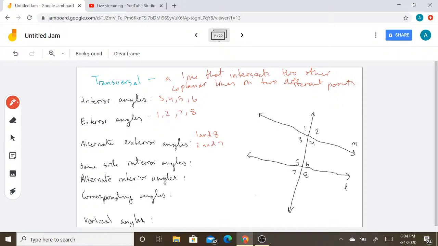Same side interior angles do not have a common vertex, and they're on the same side of the transversal. So they're either both on the left side of the transversal here or the right side. A pair of same side interior angles are 3 and 5 because they're on the inside of lines M and L and on the same side of the transversal. So 3 and 5 are a pair, and 4 and 6 are a pair of same side interior angles.